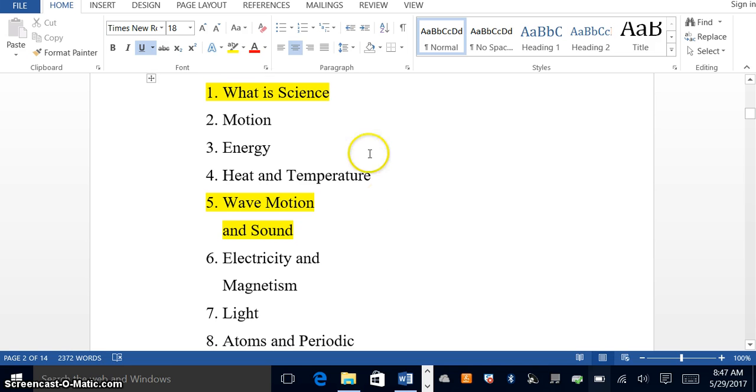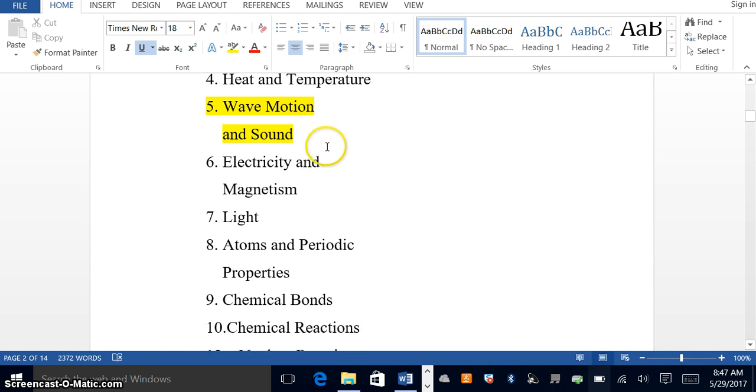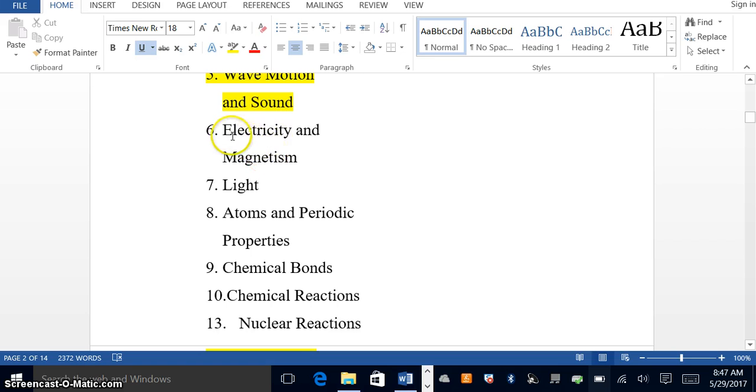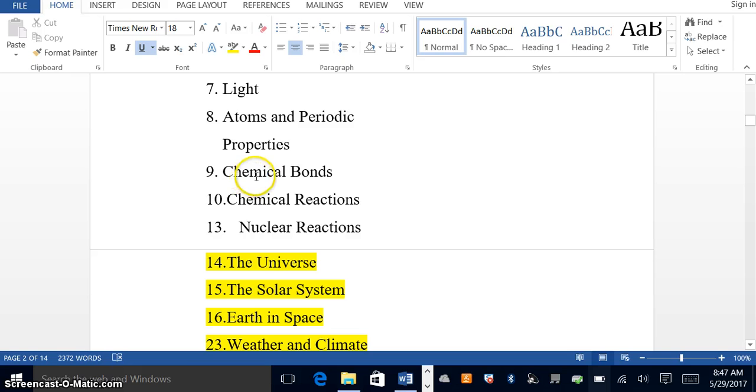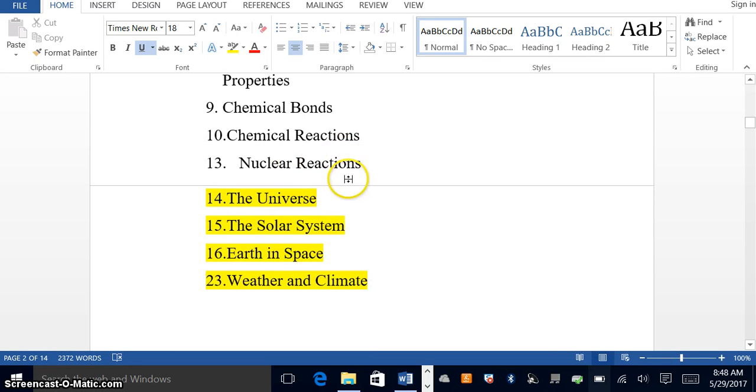The other things are, for example, the first test is on motion and energy, and heat and temperature, right? And then the next test, it basically goes in threes. The next test is going to be electricity, magnetism, and light, and atoms and periodic properties. And then we do a little chemistry because it's a matter and energy class. It's a mixture of chemistry and physics. So the chapter challenges are these yellow ones. Don't forget that.